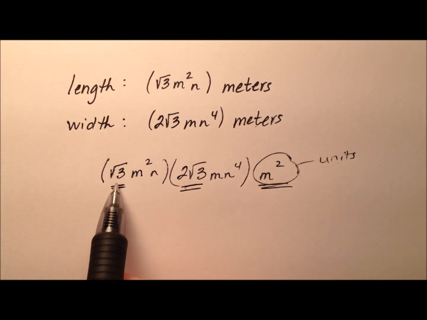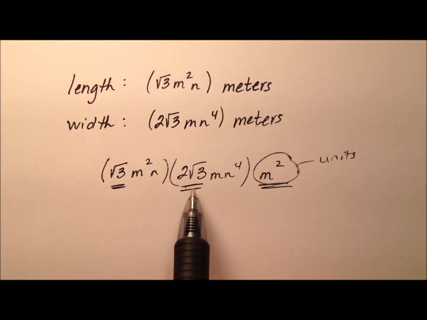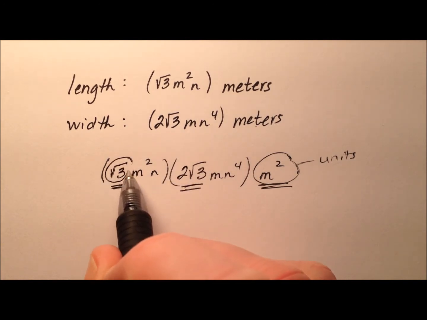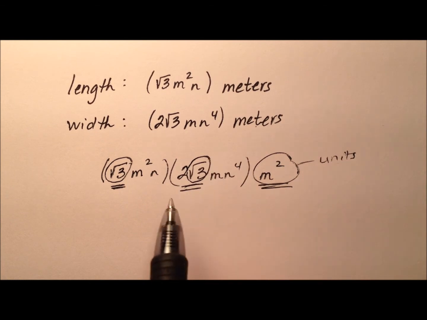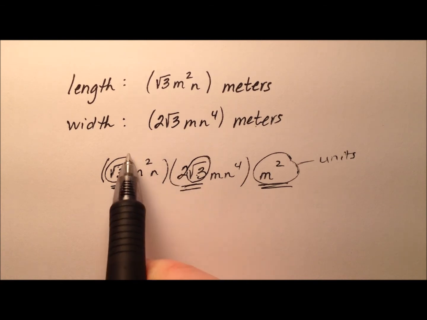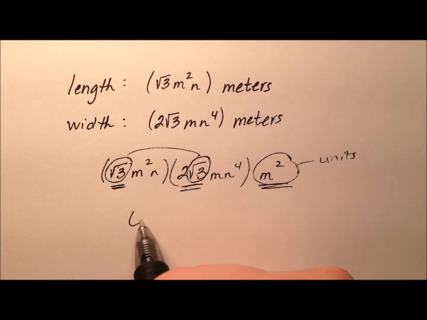So we have the square root of 3, and we're going to multiply that by 2 times the square root of 3. Well, the square root of 3 times the square root of 3, so this is just talking about these square root pieces, is going to be the square root of 9, or just 3. Okay, so 2 times 3 is 6.